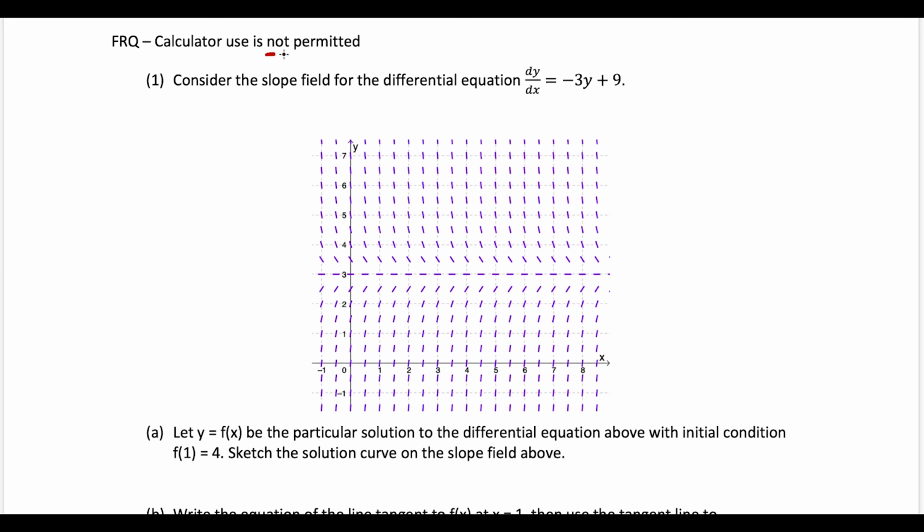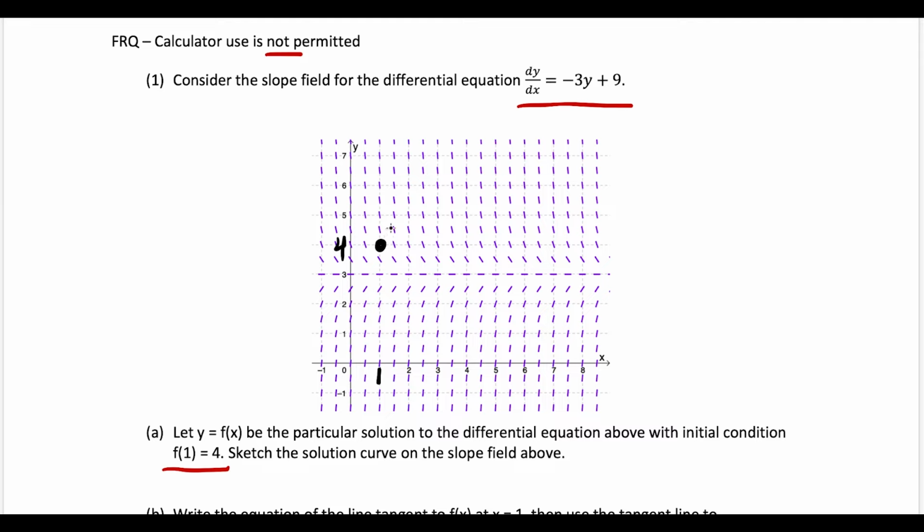Calculator use is still not permitted, and here we have a differential equation, and y equals f of x is the particular solution with this initial condition, and we're just going to sketch the solution curve here. So we're going to use this initial condition that f of 1 is equal to 4. So over here at x equals 1, we have y equals 4. So this is our first point on our solution curve. And then what we're going to do here is follow this direction field.